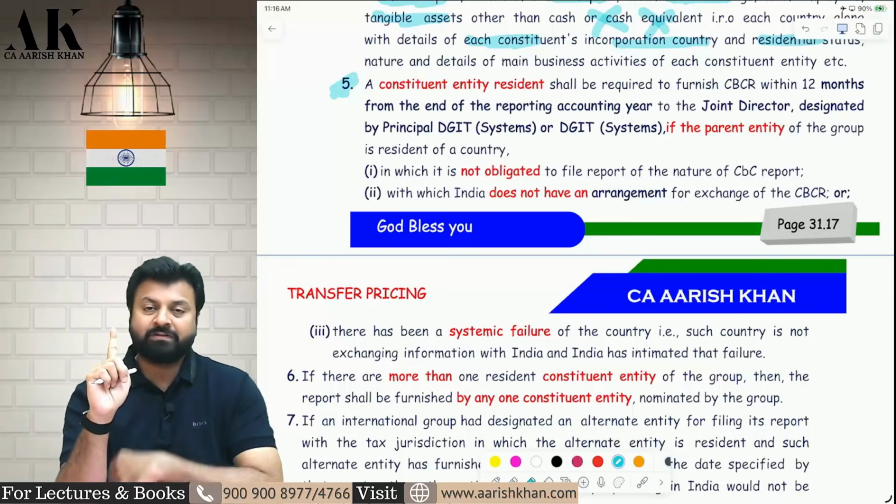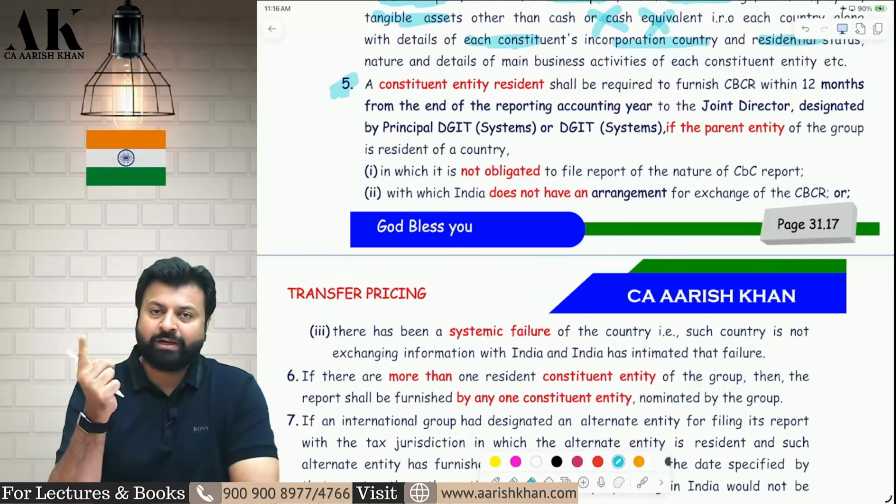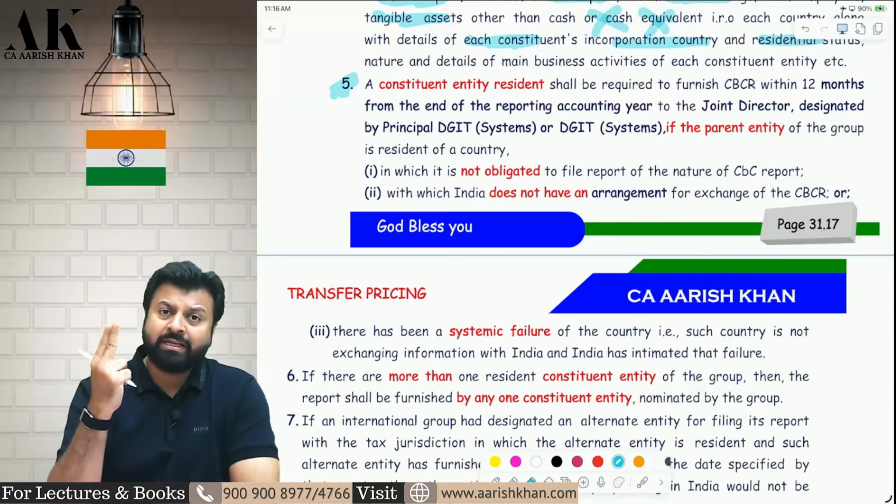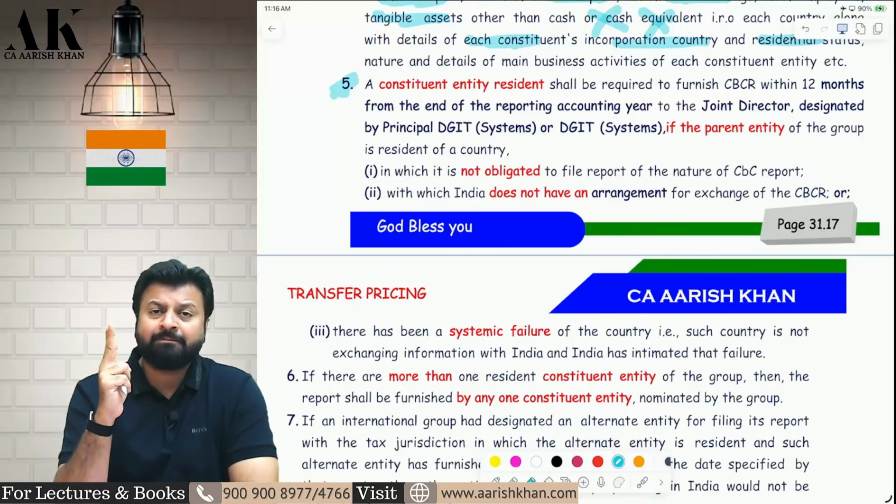If there is no concept of CBCR in Japan, there is no similar section like 286 in Japan. Is it possible? Why not? It is possible. Second possibility, there is a concept of CBCR in Japan, but India does not have an automatic exchange of information of CBCR with Japan. So how will India get the information?